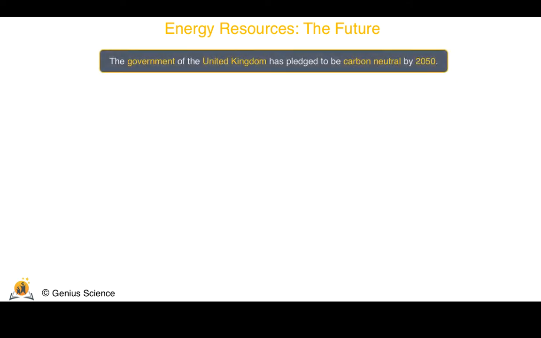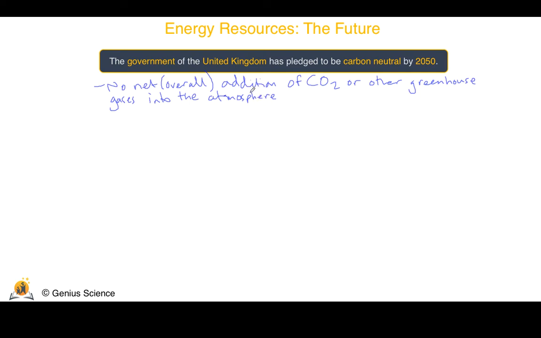Nearly everybody knows that burning fossil fuels is bad for the environment. Therefore, people these days are more open to using renewable energy resources. This has led to governments introducing energy targets. For example, the government of the United Kingdom has pledged to be carbon neutral by 2050. This means that there will be no net, which means overall, addition of carbon dioxide or other greenhouse gases into the atmosphere. Meaning that the carbon dioxide that is released into the atmosphere is equal to what is removed from the atmosphere.